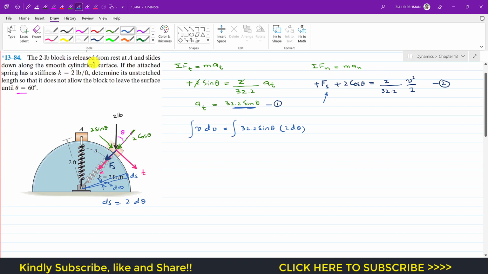So initially the block is released from rest, so the initial velocity is 0, and at some angle theta its velocity is v. At the initial condition theta is 0, and at some angle theta we need to integrate this from 0 to theta. So 32.2 into 2 is 64.4, so this is 64.4 sine theta d theta, and we can integrate this.